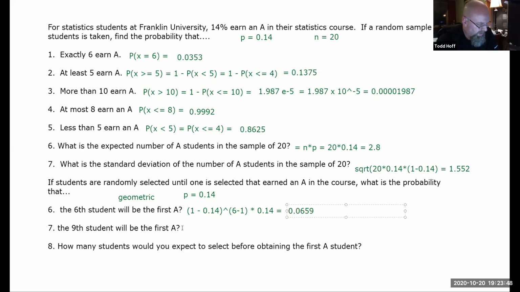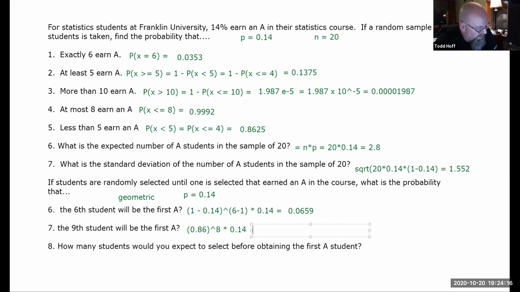For this one, the 9th student, now that's 1 minus 0.14, or 0.86, to the power of 9 minus 1, or 8, times the 0.14. Now I wrote it out that way just because that's how I would do it. I would not type in 1 minus 0.14 in the calculator. I can do that in my head. That's 0.86 to the power of 8 times 0.14.